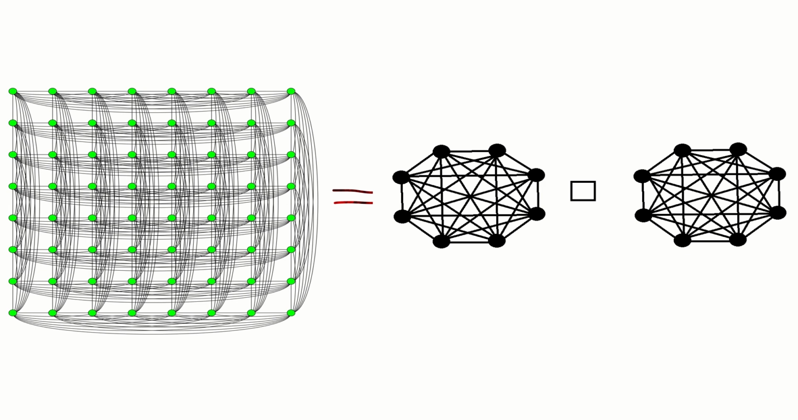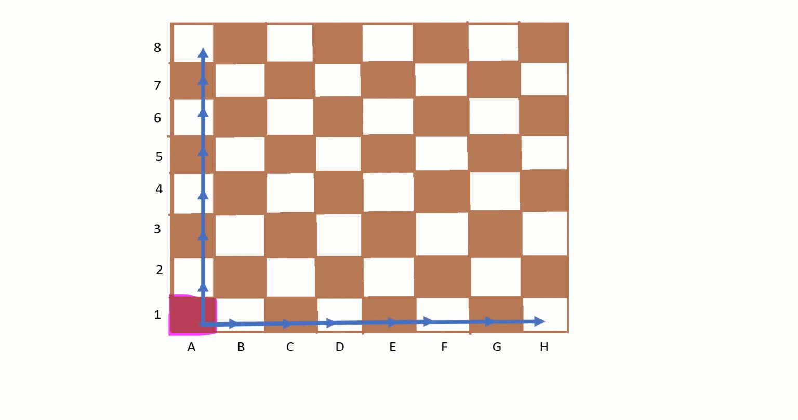What I would like to do first is show you the intuition behind why the product of 2 complete graphs on 8 vertices gives us a graph with edges that capture the rook's legal moves on a chessboard. Picture a chessboard where we label the rows with numbers 1 through 8, and we label the columns with letters A through H. If our rook is stationed at A1, then it can move to A2, A3, and so on, through A8. Or it can move to B1, C1, and so on, through H1.